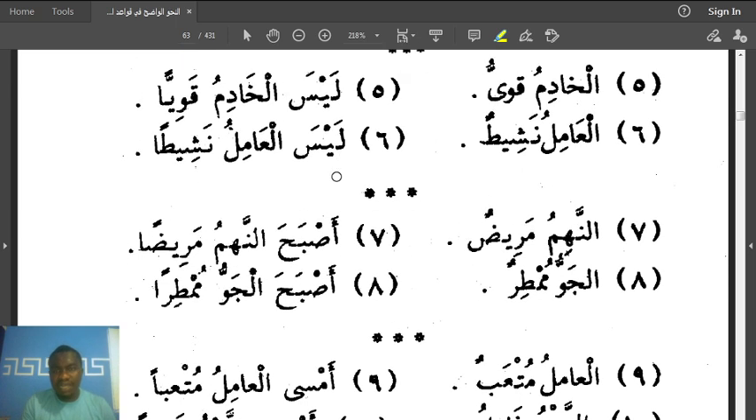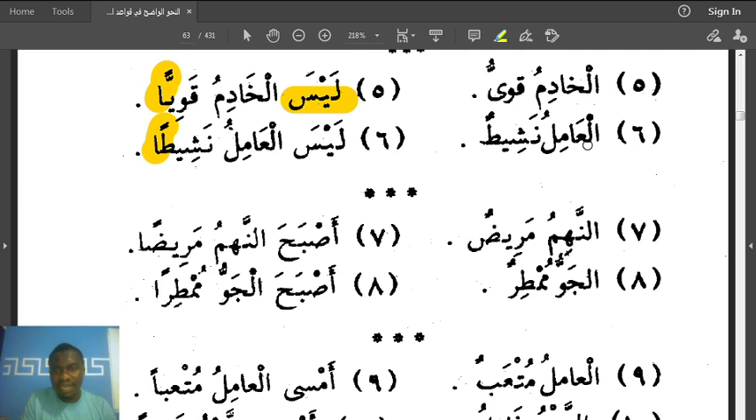Now let's get to the next one. We have al-khadimu qawiyun. Al-khadimu is servant, qawiyun, strong. Al-khadimu qawiyun, the servant is strong. Then we have here laysa is ukht kana. Laysa means is not. We have laysa al-khadimu qawiyan. Here you can see your fathatain coming clearly. So just from here you can observe they all come like that.